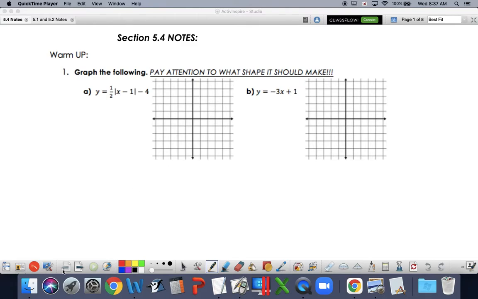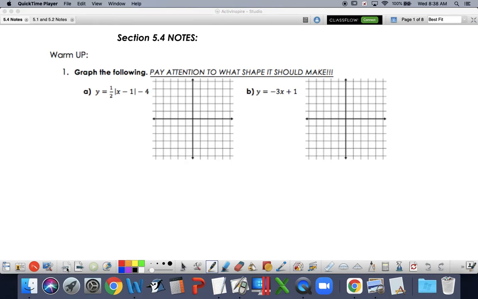All right, let's get started with section 5.4, and our learning target is going to be to solve linear quadratic systems. And honestly, I think this is a pretty good lesson to have right before the final exam because it's going to require us to remember a number of things from what we've done this first semester.